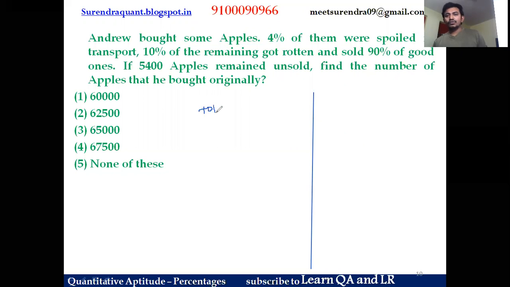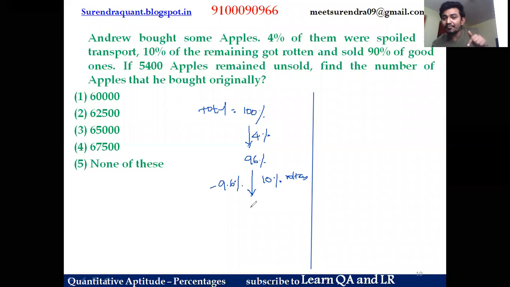Let us say totally he purchased 100% apples. But during the transport, 4% apples were, sorry, 4% apples were spoiled, right? So 96% are good as of now. Now from this 96%, if 10% apples are rotten, so what is 10% of 96? Somebody may subtract 10, but you are to subtract 10% of 96, that is 9.6. So 10% of 96 is 9.6. If that is subtracted, the number of good apples is 86.4. So these are the number of good apples.